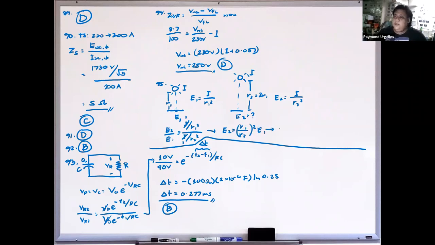Which means that E2 will be equal to, what is R2? That's twice of R1. Then this quantity squared, and the original illumination is 200 lux. The R1 will cancel. So you will get 200 over 4, which is 50 lux. So we have letter B.